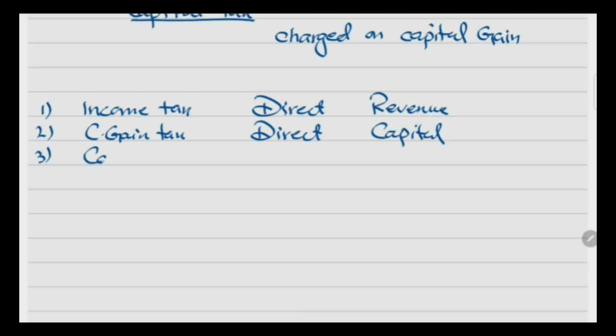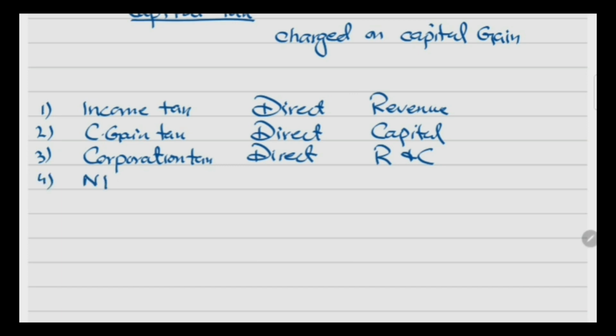Third one, corporation tax. This is also direct tax, and this is said to be both revenue as well as capital because corporations have to pay tax on their income as well as on their gain. As they have to pay tax on their income, that is why it is a revenue form of tax, and also they have to pay this corporation tax on their gain, so that is why it is also called capital tax.